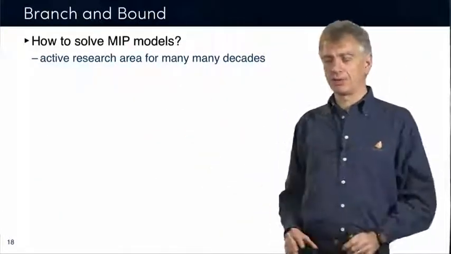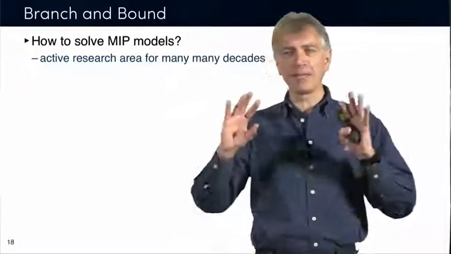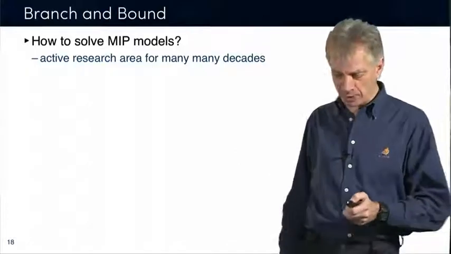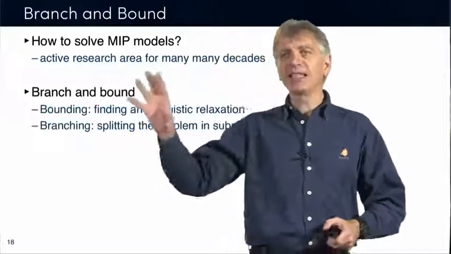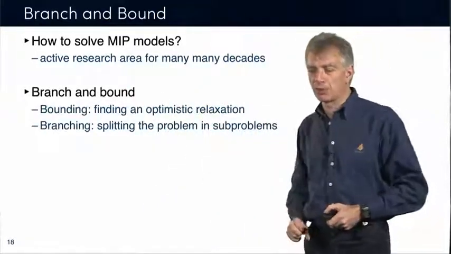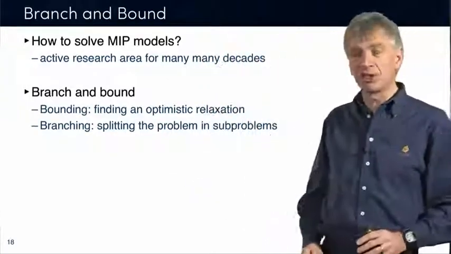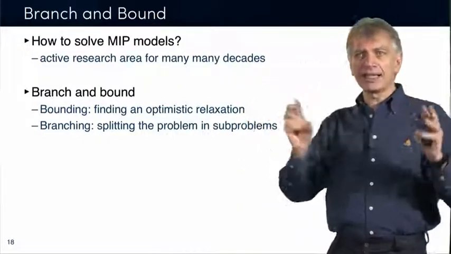How do we solve them? This has been an active research area for many decades, and it's still a very active research area. It's a fascinating area. One of the basic techniques to solve MIP problems is to use branch and bound. Remember branch and bound? We saw that in the first or second lecture. You have bounding and branching.